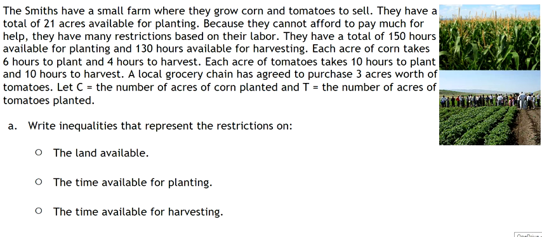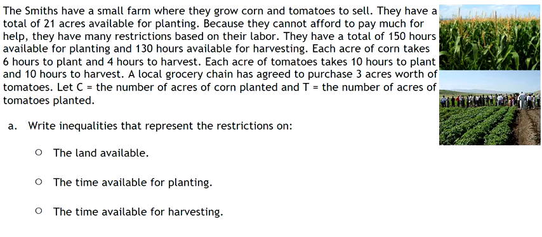The Smiths have a small farm where they grow corn and tomatoes to sell. They have a total of 21 acres available for planting, and because they cannot afford to pay much for help, they have many restrictions based on their labor. They have a total of 150 hours available for planting and 130 hours available for harvesting.